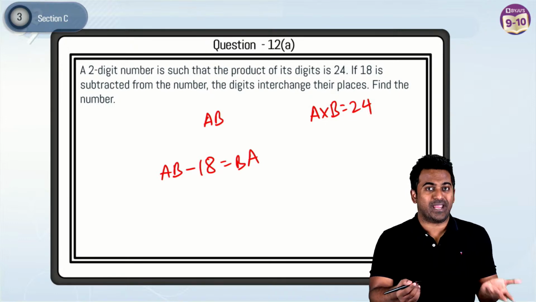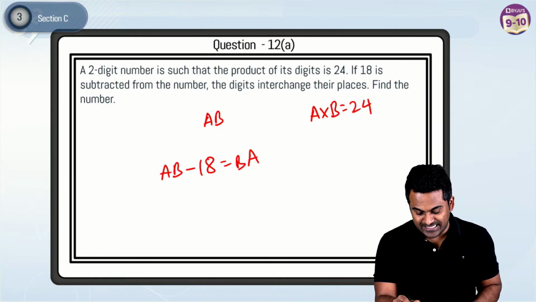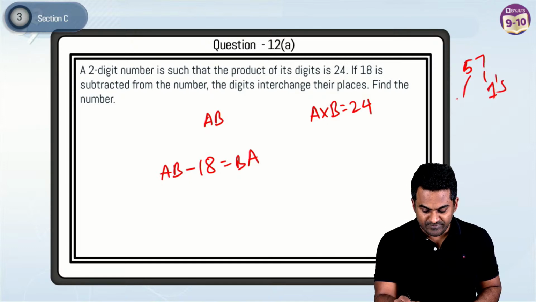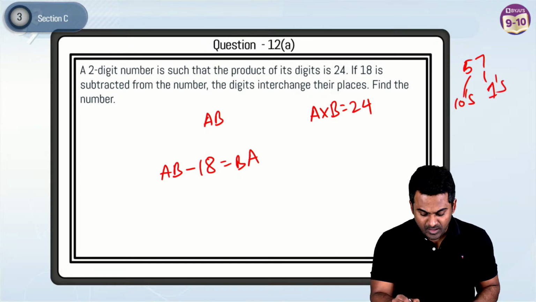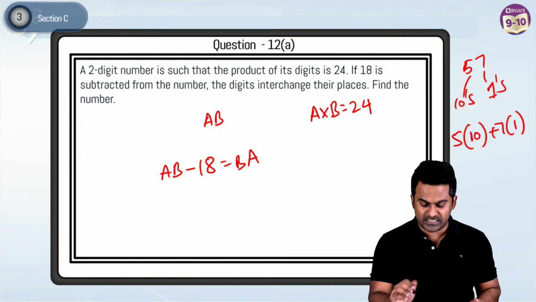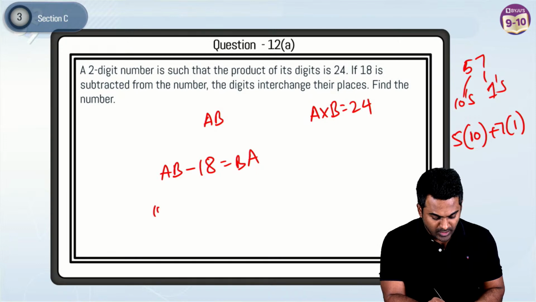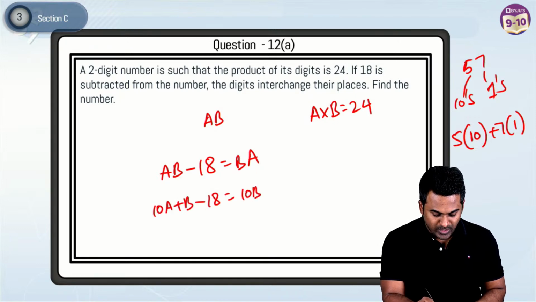You know how to break a number down as per the place values, right? Like let's say 57. 7 is at the ones place, 5 is at the tens place. So how would you break it up? Well, you would break it up like this: 5 multiplied by its place value plus 7 multiplied by its place value, right? So this is going to be what? 10a plus b minus 18 is equal to 10b plus a.